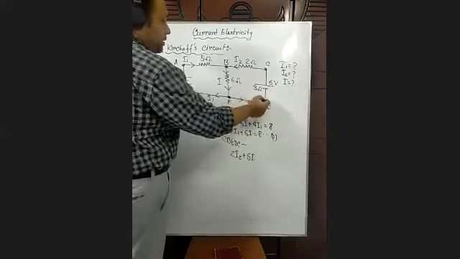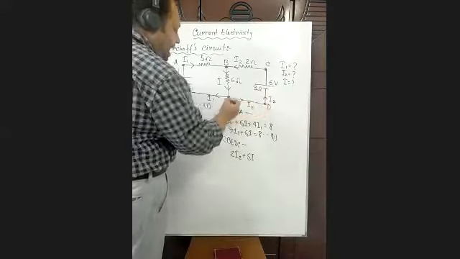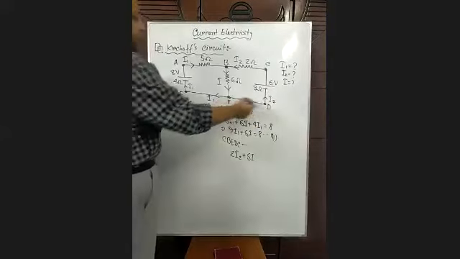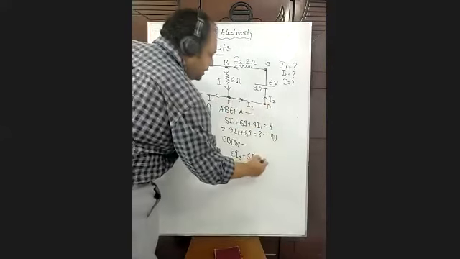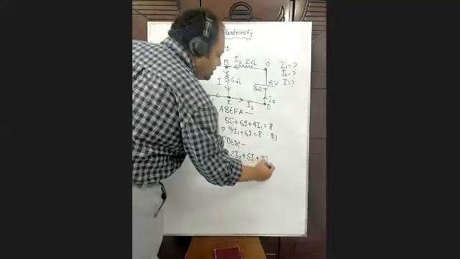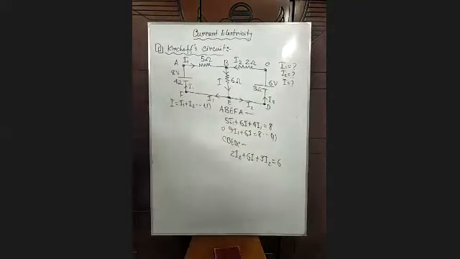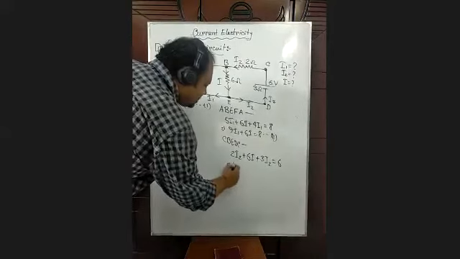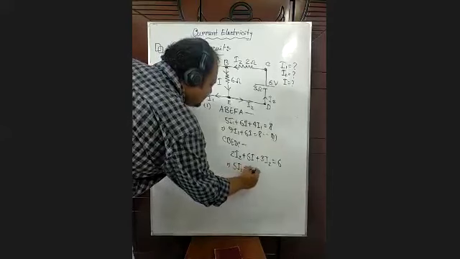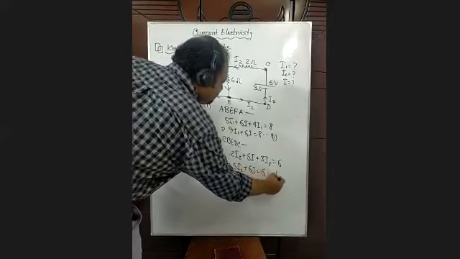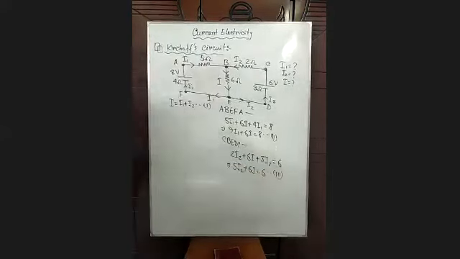And the last path, here the I2 current path. I2 current flows through the 3 ohm resistance, so it's 3I2, and the electromotive force is 6. So therefore, I can say it is 5I2 plus 6I is equal to 6. This is equation number 3.